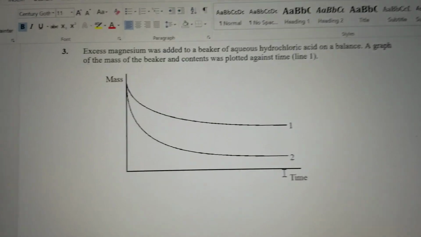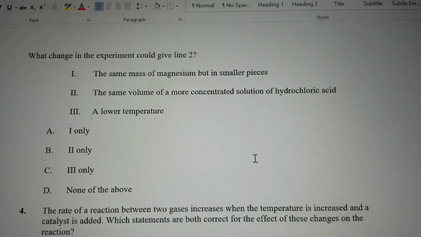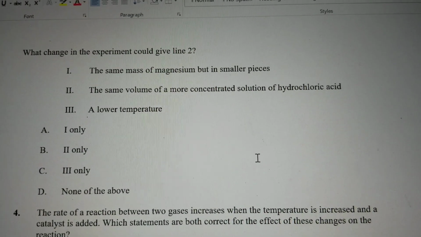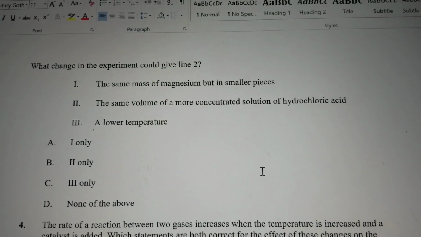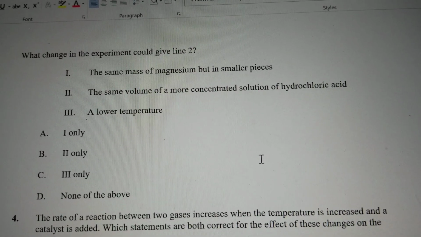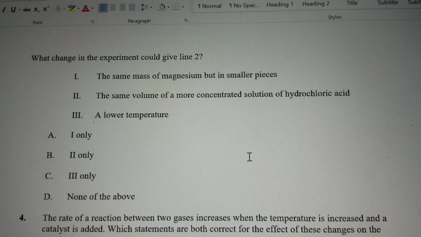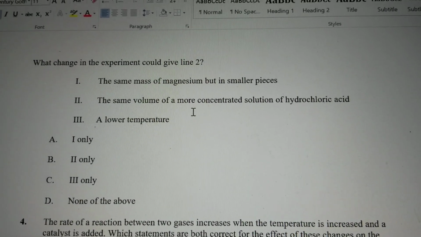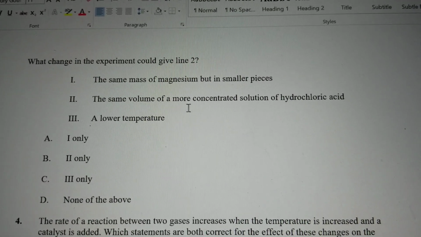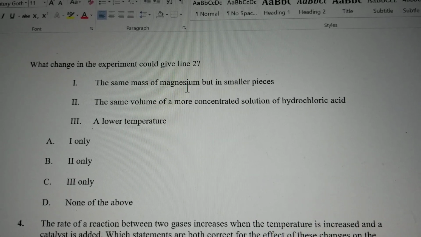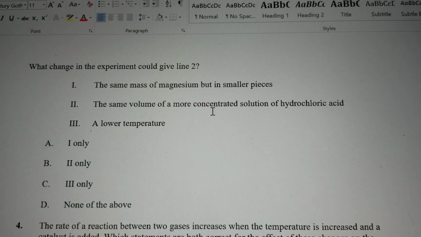That's what that's showing. So if we look at the options, it says what changes in the experiment would give line 2. So if you use the same mass of magnesium but in smaller pieces, it's still going to be the same amount of magnesium that you're starting with in the beaker. So that's not really going to give you line 2. And then the second one says the same volume of more concentrated solution of HCl. That HCl, if it's more concentrated, it's going to break down the magnesium faster, and that would result in line number 2, which goes faster.